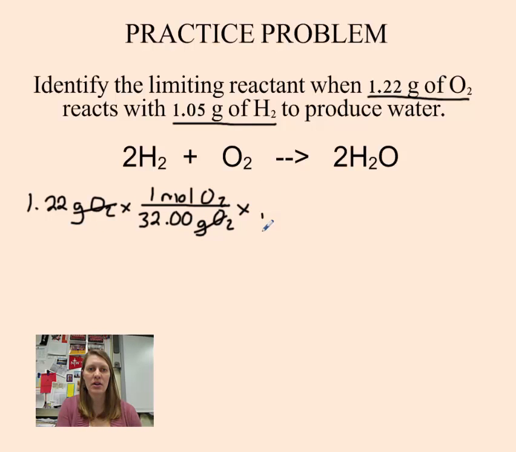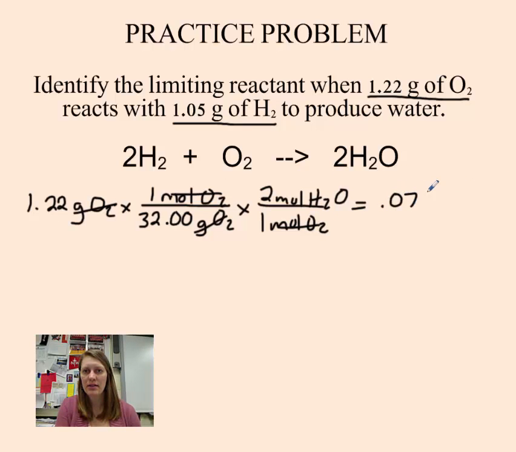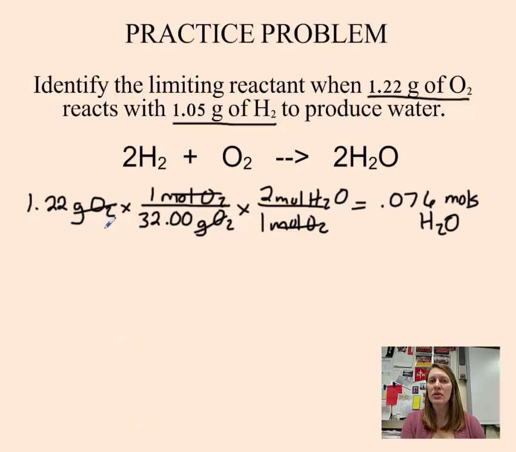So then we use our mole ratio here. And this is going to make 0.076 moles of water. Okay, that's how much the 1.22 grams of oxygen will make. So now we're going to do the same thing with the amount of hydrogen we have.